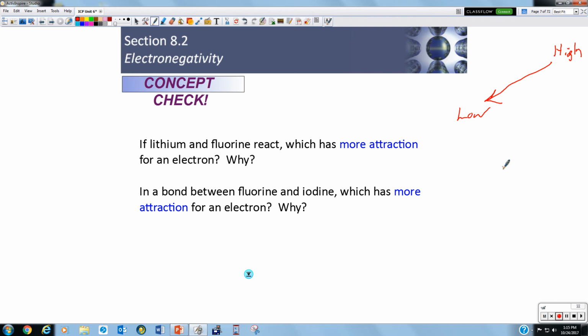So here's some ways that you'll see the questions asked on my test and the homework, on the AP exam, things like that, and in future chemistry classes. If lithium and fluorine react, which has more attraction for an electron? So this is basically saying which one is more electronegative. All right, fluorine. Why? Because it has the highest electronegativity.